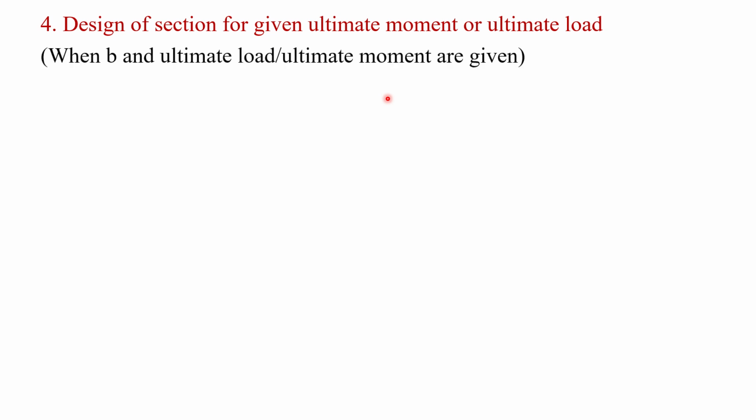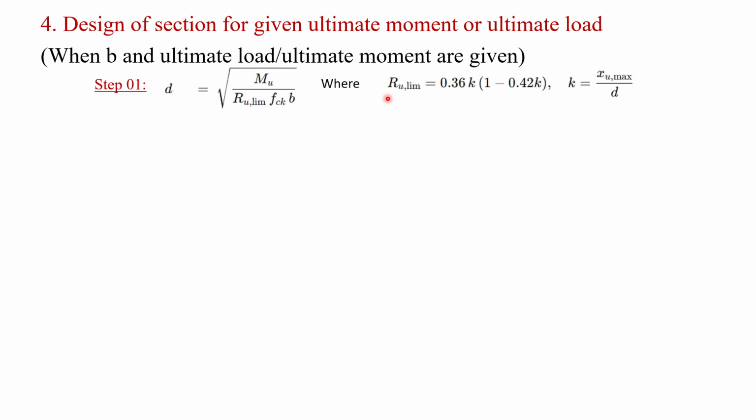So in the fourth type of problem, we'll be designing the section for a given ultimate moment or ultimate load. In this, they will be giving us the width of the beam, or we need to assume the width as well. They will be giving either the ultimate load or ultimate moment. So in step 1, we need to find out what the depth will be.